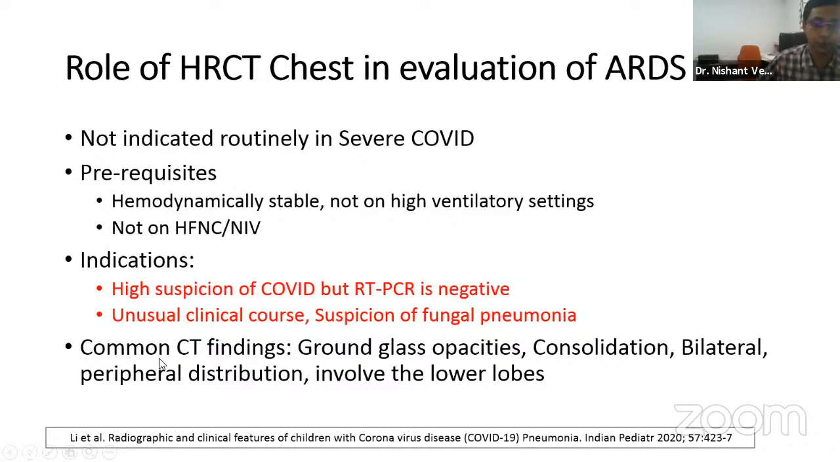If CT is done, then the common CT findings would include ground glass opacities, consolidation, which are of bilateral peripheral distribution involving the lower lobes.